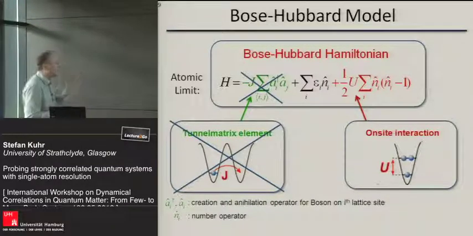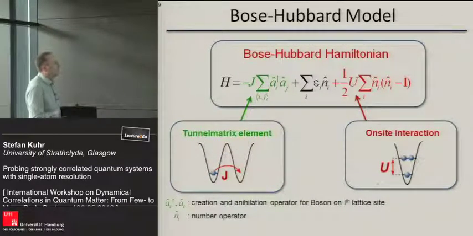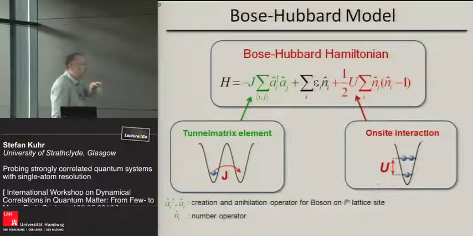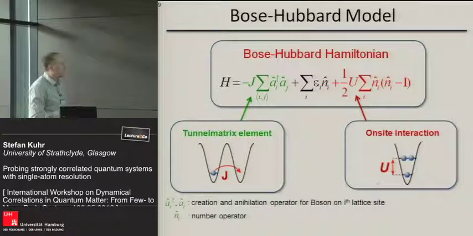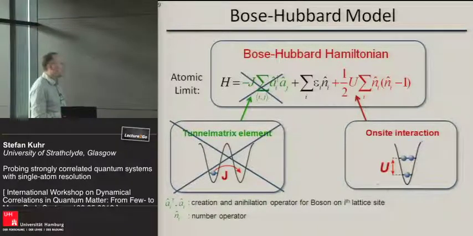What describes the physics of this term is the ratio between J and U. If the tunneling is very large compared to the on-site interaction, we are in the superfluid regime, and we can, for example, have a Bose-Einstein condensate in the lowest band of the lattice that's completely delocalized over the whole optical lattice. If, however, the interaction dominates over the tunneling, we're in the Mott insulating regime. And we'll start with that.